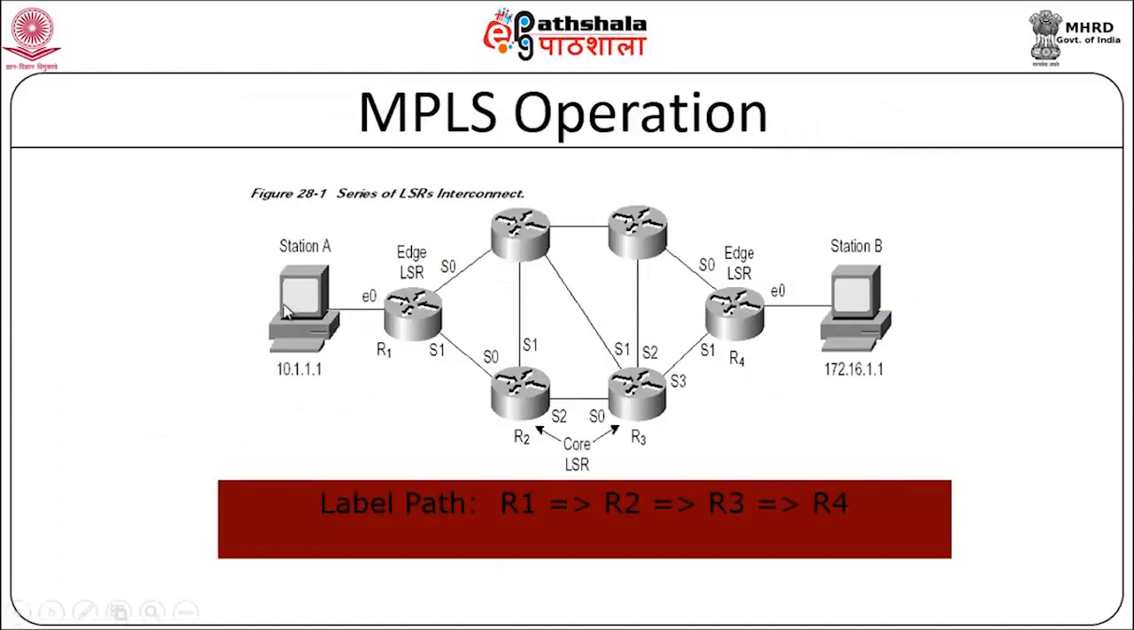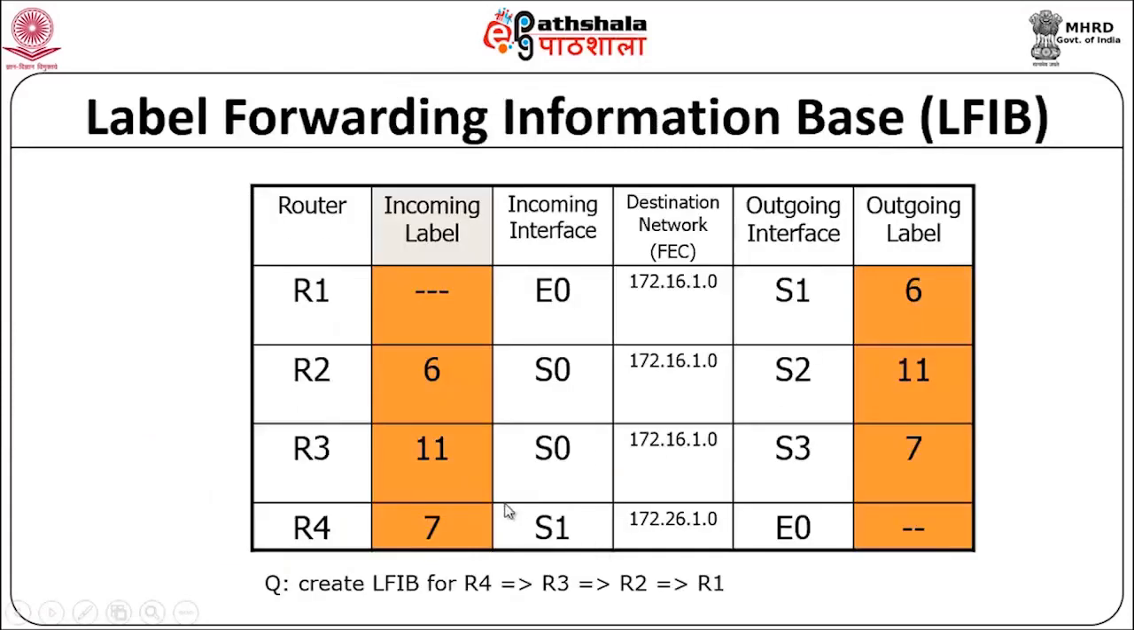So if you take an example where I have routers R1, R2, R3, R4, let's look at how exactly the information will be stored in the label forwarding information base. R1 will have an incoming label of nil, incoming interface E0, which is the destination network, which is the FEC. Based on that, the outgoing interface is set as S1, and the label is 6. At R2, incoming label will be 6, so that you can match this with this, right? So incoming label is 6, outgoing label will be 11. At R3, incoming label is 11, outgoing label is 7. At R4, incoming label is 7, outgoing label is nil, because the label is removed over here.